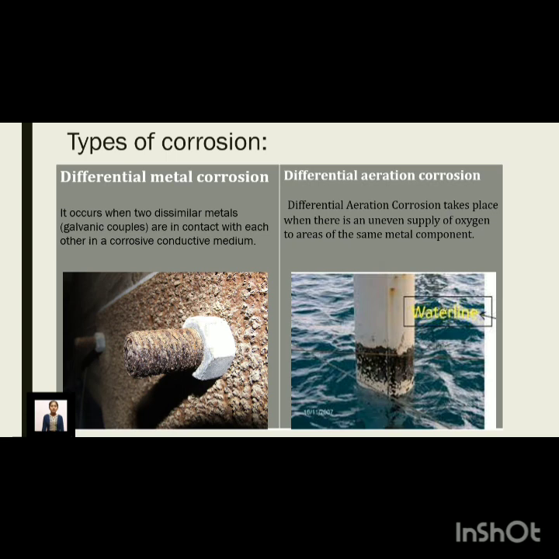For example, an iron rod partially dipped in water. The part of the metal which is exposed to less oxygen concentration acts as the anode. The part which is exposed to more oxygen concentration acts as the cathode. The anode undergoes corrosion and the cathode region is unaffected.